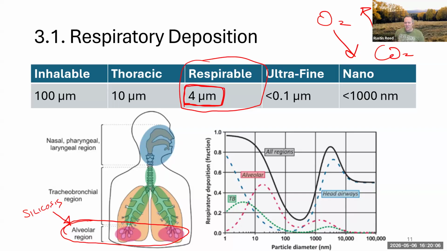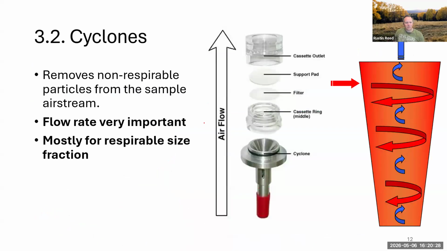And we can't just sample with any media or any setup. We have to have the right equipment to make sure that we get only respirable. You saw that NIOSH used cyclones. We're going to talk about that, but there's another common option as well that actually is my preference, tends to be a little bit easier to sample with. So let's talk about cyclones first.